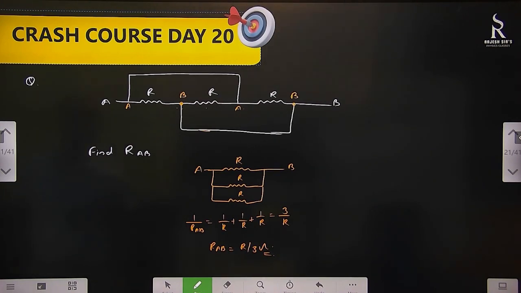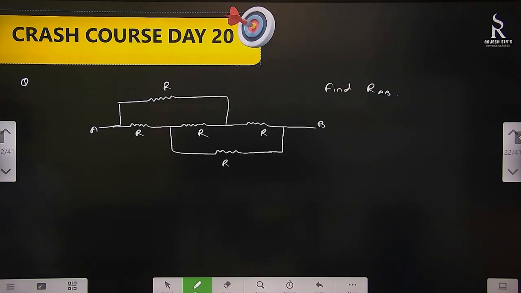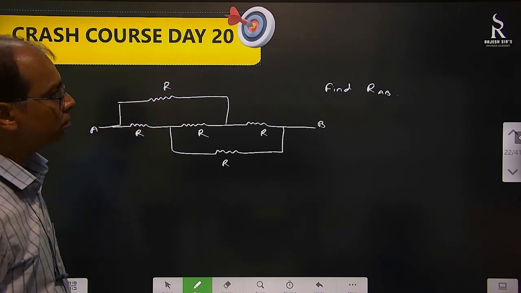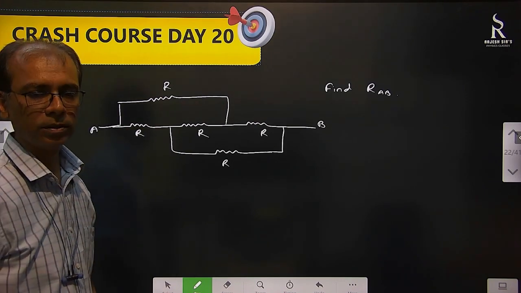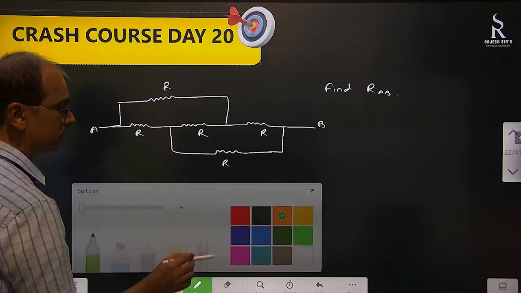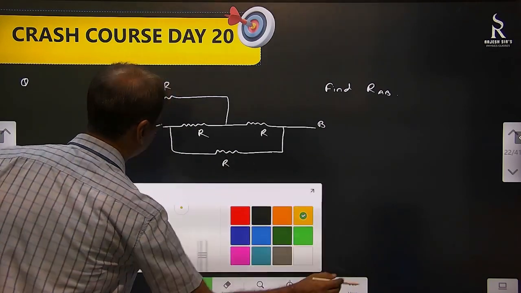Alright. Okay. So now what is this? This is actually a Wheatstone bridge. What exactly is a Wheatstone bridge? We will see the Wheatstone bridge here only, and then we will solve this one. Okay. Wheatstone bridge.